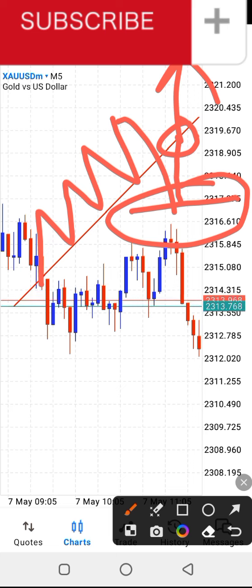So I'm giving you some insights. Okay, some people will say trend lines don't work. It depends on your experience and knowledge. It depends on how you are looking at the trend line. The way some people look at it is not the way you look at it. The way some people use it is not the way you use it.